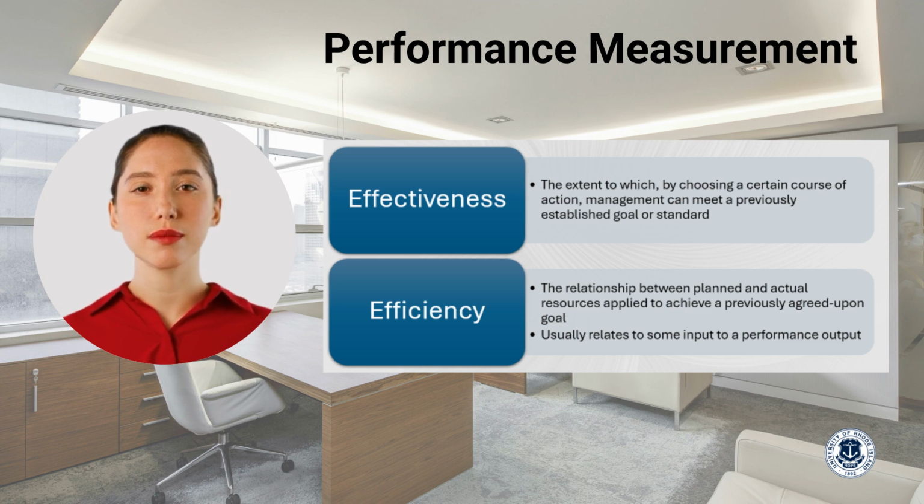Most performance measurement systems try to evaluate both effectiveness and efficiency. A company may be effective in reaching its goals, but inefficient in how it uses resources. Ideally, organizations strive to be both effective and efficient.